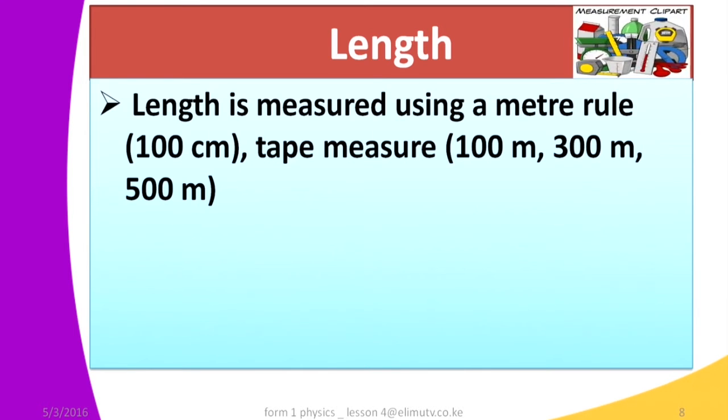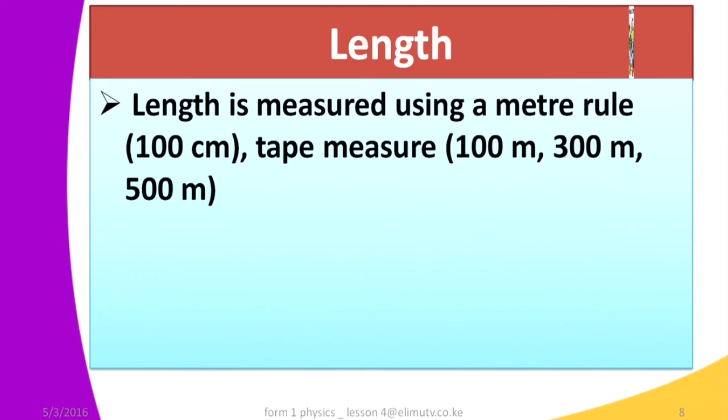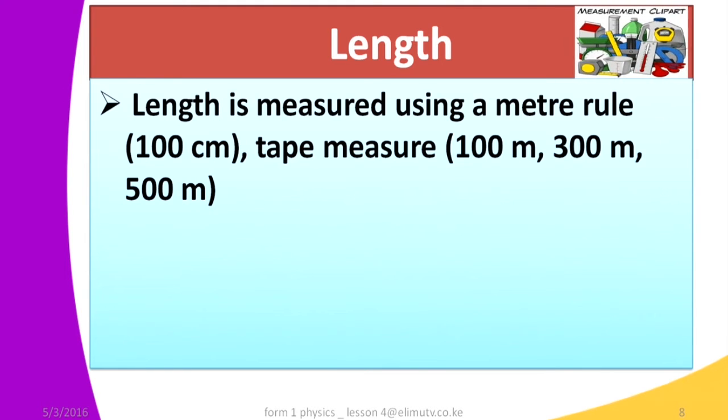On an ordinary ruler, the zero begins slightly after the edge, but on a meter rule the zero begins immediately at the edge of the meter rule. So we are talking about the meter rule. We have a tape measure. These are some of the equipment that we can use to measure length.